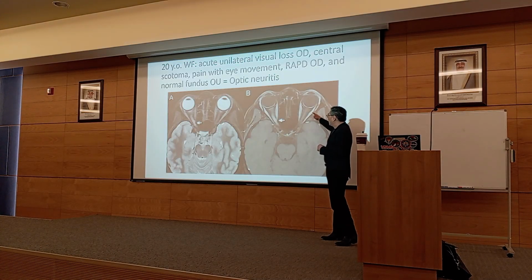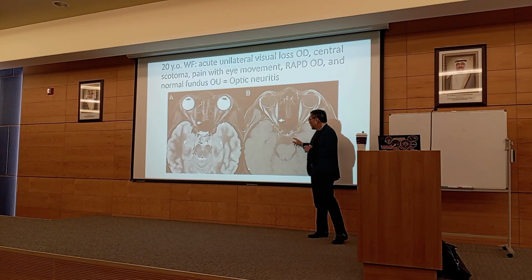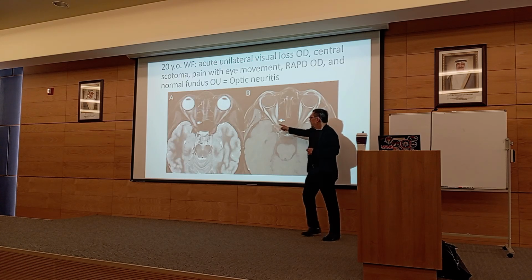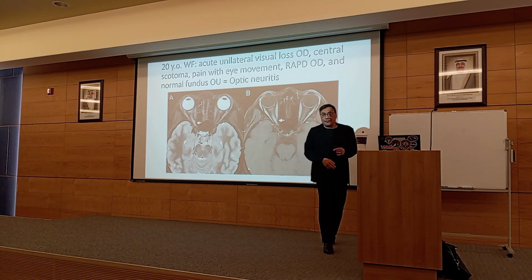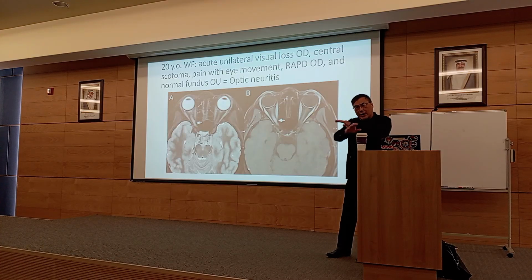You can see that the contrast material in MR will appear anywhere there's no blood-brain barrier, like these extraocular muscles, or in any place where there's disruption of the blood-brain barrier, like in this optic neuritis. So everywhere else, there should be no contrast.